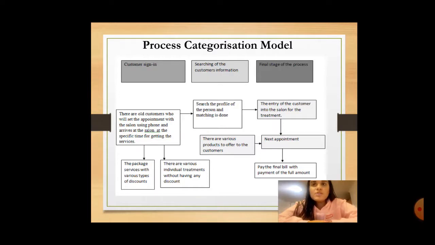The new customers have to pass through a series of registration procedures, which requires almost 30 minutes to be performed. And the old ones have to spend only 5 minutes. The remaining 2 process activities are the same for both of the customers.